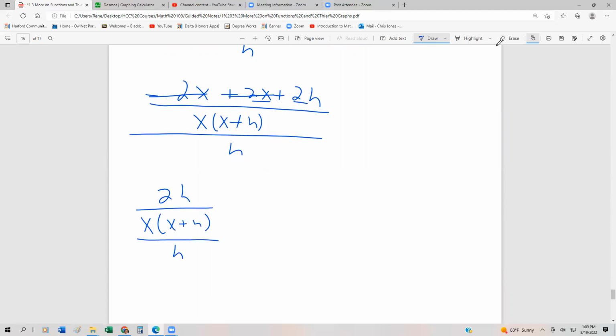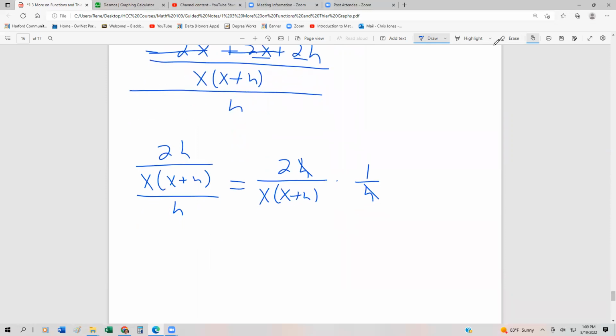Remember, if you have a complex fraction, or in other words, a fraction divided by a fraction, you can multiply by the reciprocal of the second fraction. And so we can write this as 2h over x times x plus h, times 1 over h. The h's are going to cancel out, and then we multiply straight across. So we get 2 over x times x plus h as our final difference quotient for this.